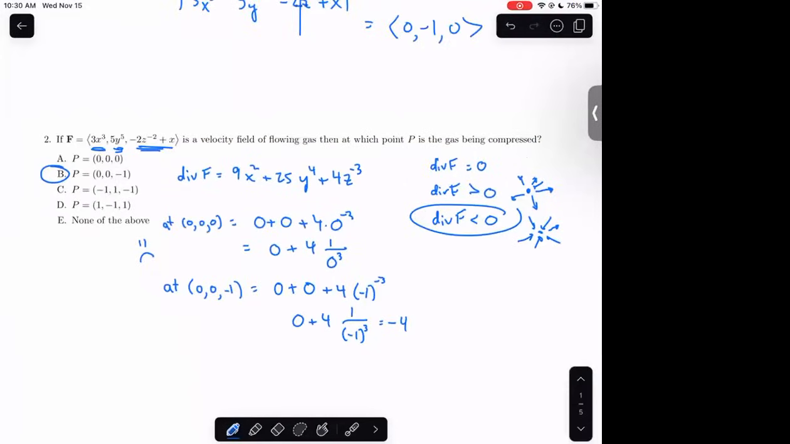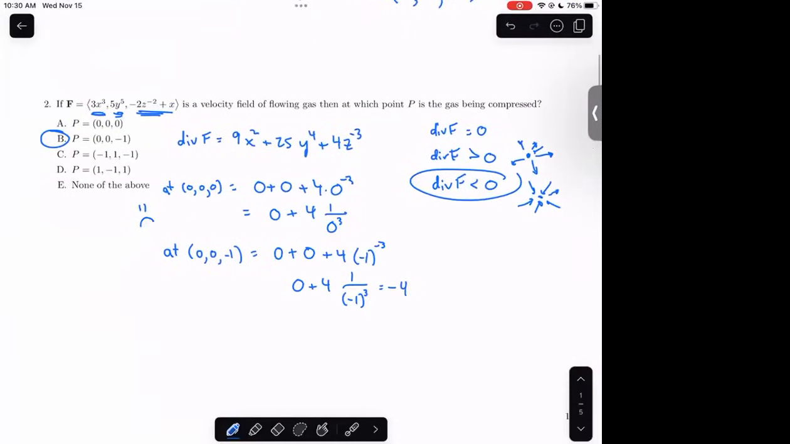All right, any questions on either 1 or 2 here? Again, this is 16.5, a bit of review here.